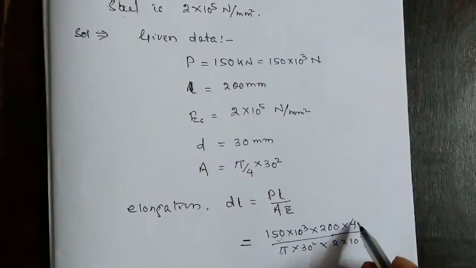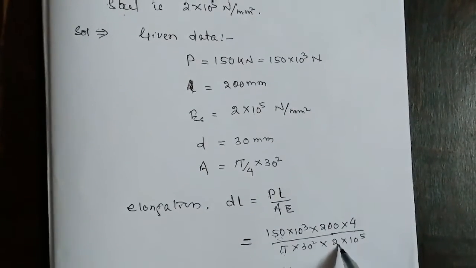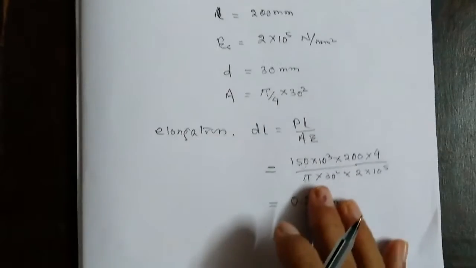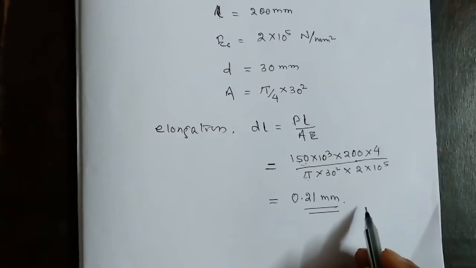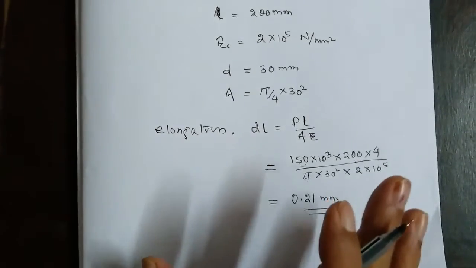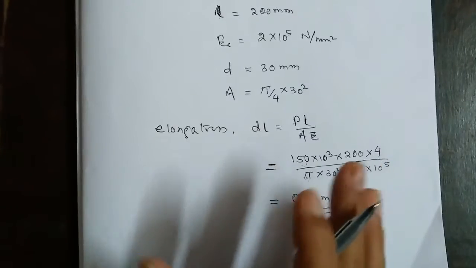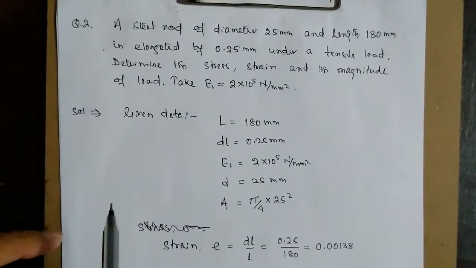Now the area pi by 4 d square has come here, and E. Solving it, we find 0.21 millimeter is the change in length. So this way we can solve the questions of simple stress and strain. We can find dl.